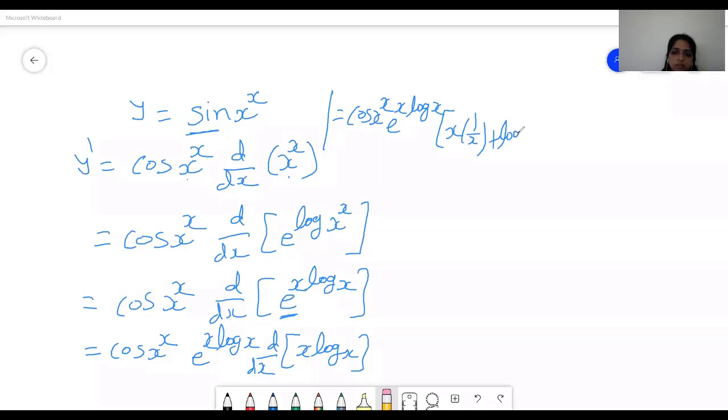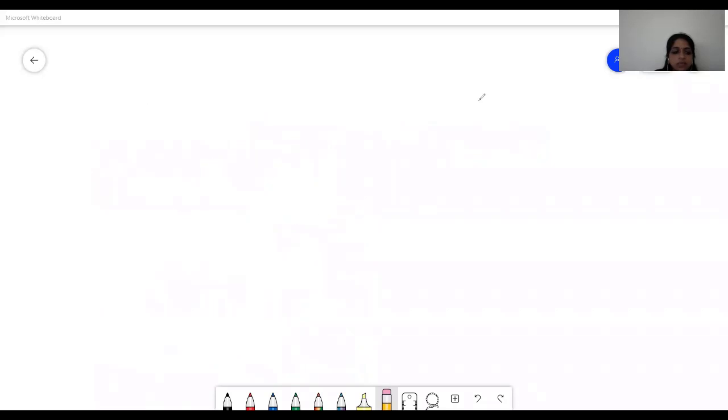Then log x keep it same. And the derivative of x is 1. Both x will be cancelled. So 1 plus log x. This is our answer of the given example.